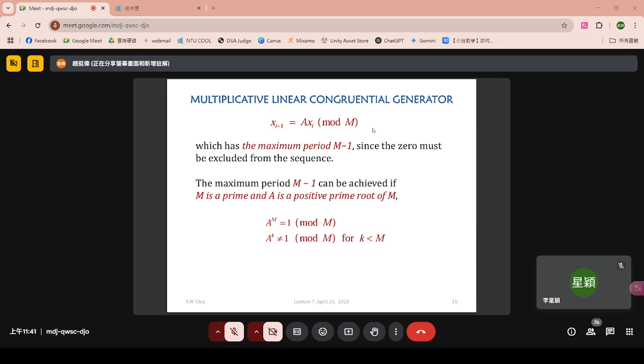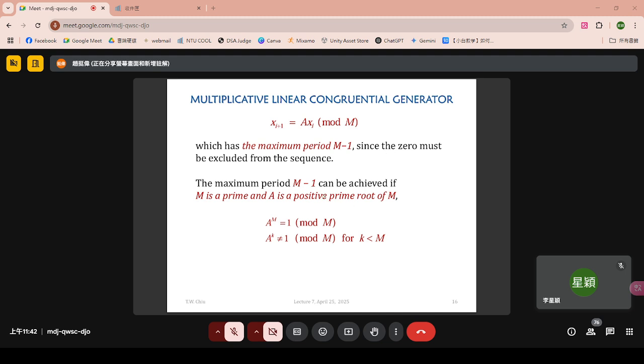So the integer that comes out must be less than m, and the maximum period is m-1. When it exhausts all the possibilities, it must repeat. Now zero cannot be in the sequence, otherwise, when it is zero, all the rest of the numbers must be zero. So zero cannot be in this sequence, and the maximum period is m-1.